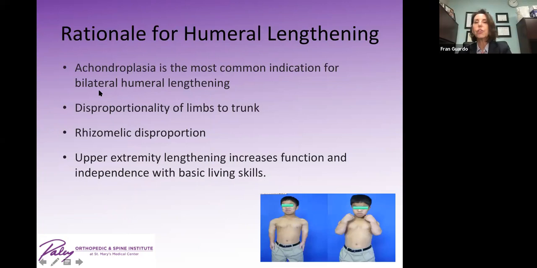The rationale for humeral lengthening in achondroplasia: we talked about how achondroplasia is the most common indication for bilateral humeral lengthening. We also talked about the disproportionality of limbs to trunk, the rhizomelic disproportion. The trunk is of roughly normal length, but the limbs, especially the upper limb, are much shorter in comparison. So upper limb lengthening increases the function and the independence with basic living skills.